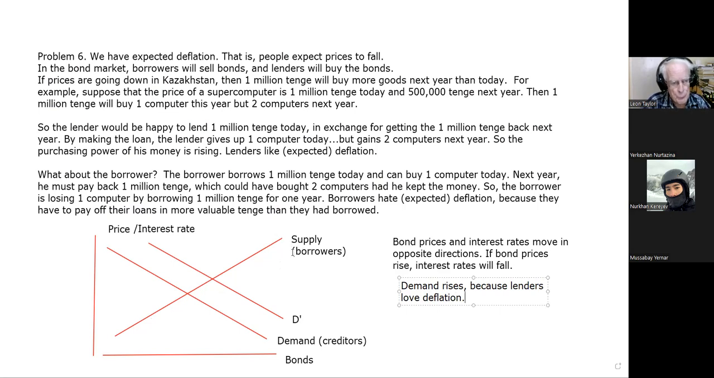But borrowers hate deflation, and so people cut back on supply if they expect prices to fall next year. So the supply function shifts to the left. So both demand and supply change.